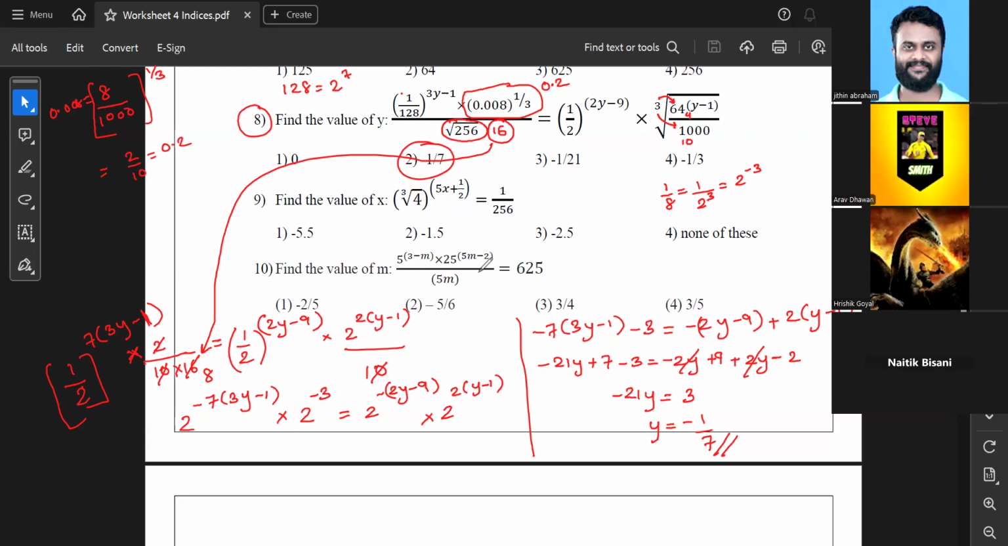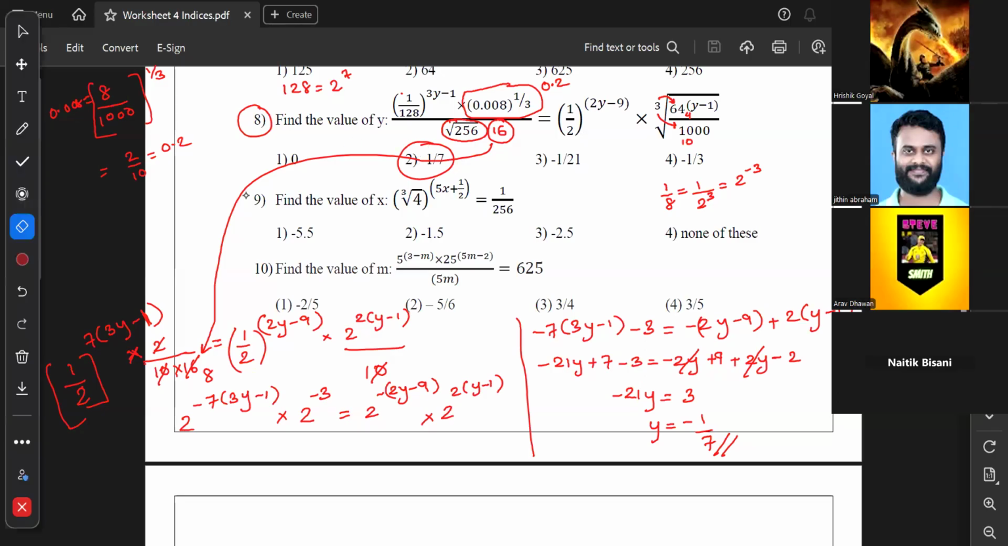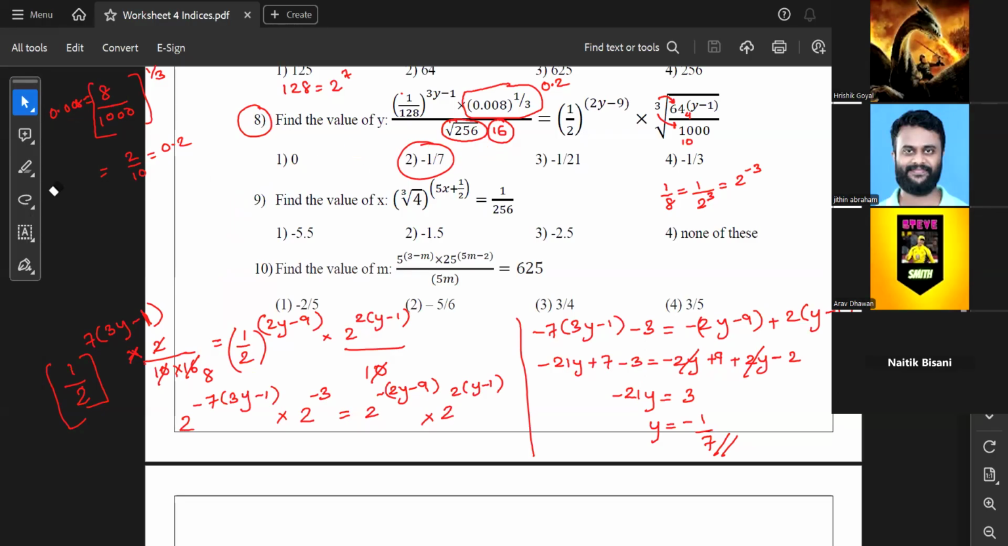So what's the answer? Minus 1 by 7. So maybe it's a printing error. Option is 2, right? Option 2, but you'll have to introduce a negative sign over there, in the option only. We have got minus 1 by 7 and I can see only plus 1 by 7. Okay, sir, there is minus. My bad. Because of the red ink, I could not see that minus. Option 2 is your correct answer.